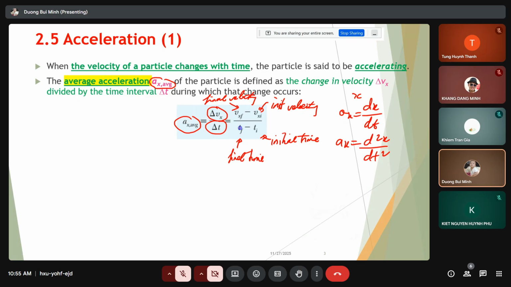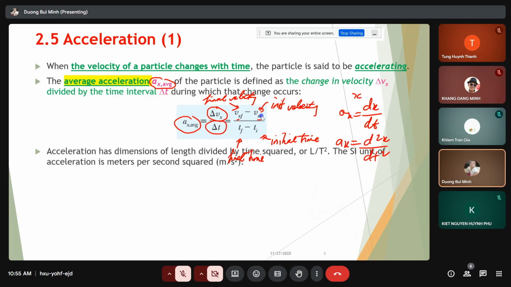Why do we have x here? Because we are considering one direction, a straight direction. So x means the x-axis direction. And of course, every student knows the unit of acceleration is meter per square second.